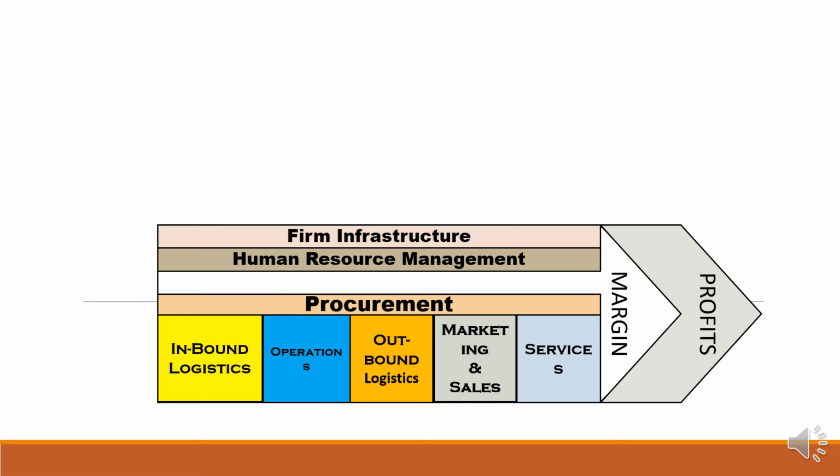Let's start with the first secondary activity, which is the firm infrastructure. These are activities that support the primary activities. For example, the firm infrastructure will include activities or departments such as finance, quality control, and management. For example, let us look at the finance. The finance has to ensure that there are funds available to produce goods and services.